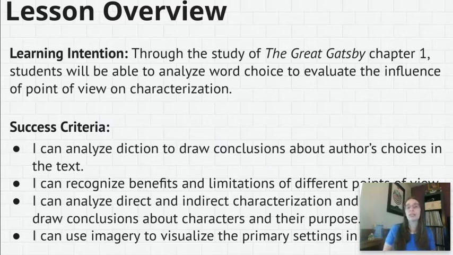So your learning intention: through the study of The Great Gatsby Chapter 1, you're going to be able to analyze word choice to evaluate the influence of point of view on characterization. Your success criteria is that you can analyze diction, or the word choice, to draw conclusions about the author's choices in the text, that you can recognize the benefits and limitations of point of view, that you can analyze direct and indirect characterization, and draw conclusions about the characters and their purpose based on that characterization, and then that you can use imagery to visualize the primary settings in the text. So hopefully going over this and using your Nearpod and your reading guide will help you progress through this week's learning.